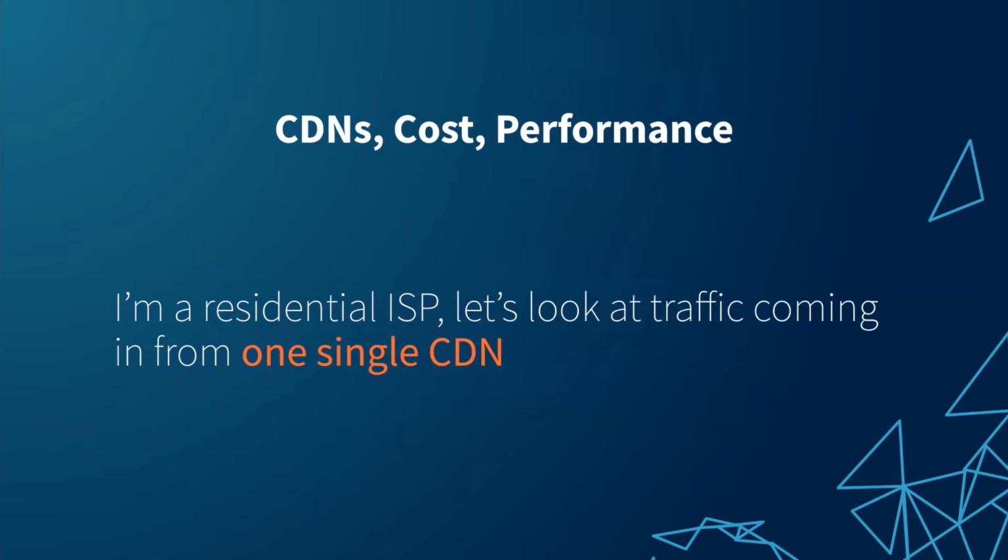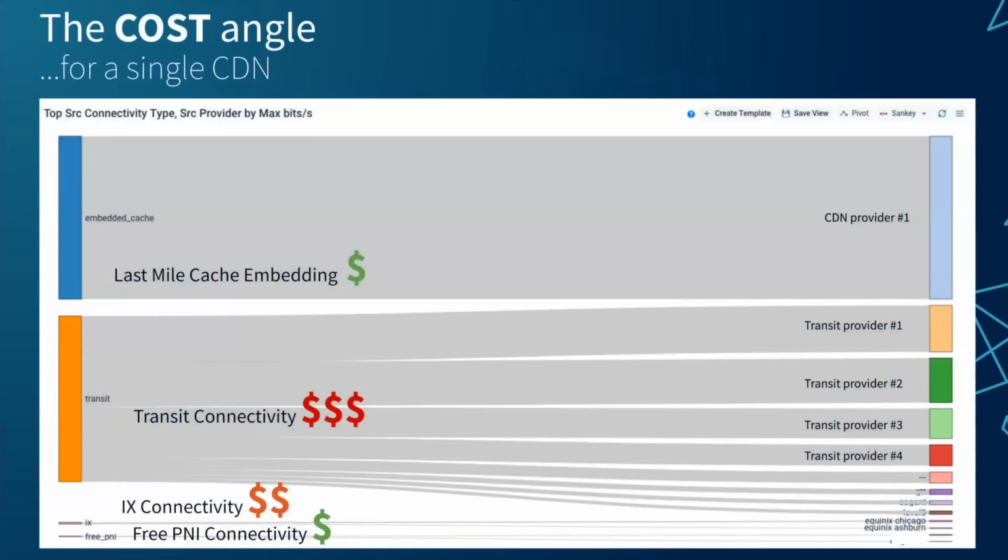Let's look at cost and let's look at performance, because it's what we're interested in, and that's why we're here. I'm going to put myself in the shoes of a residential ISP, and look at traffic that comes from just one single CDN. Here's an actual picture, heavily anonymized, obviously.